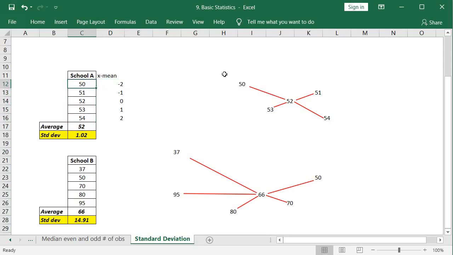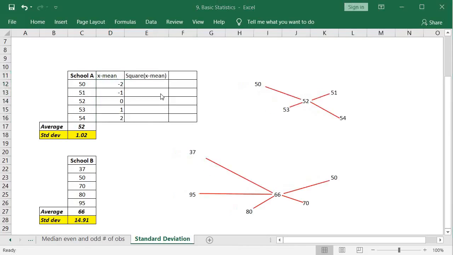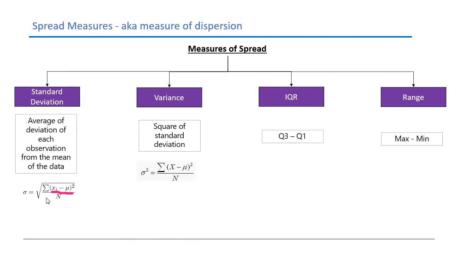50 minus 52, 51 minus 52 is minus 1, 52 minus 52 is 0, 53 minus 52 is 1, and so on. So we calculate x minus mean, and then we just take the square of it. So if we take the square of x minus mean, it's minus 2 into minus 2, and we do it across all the observations. So this becomes the component in the formula as x1 minus mu whole square.